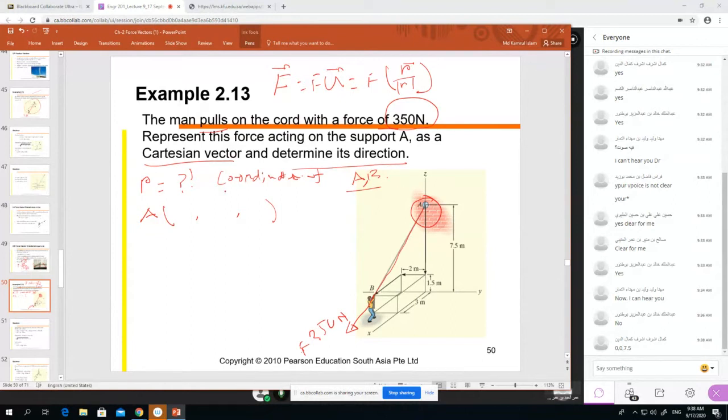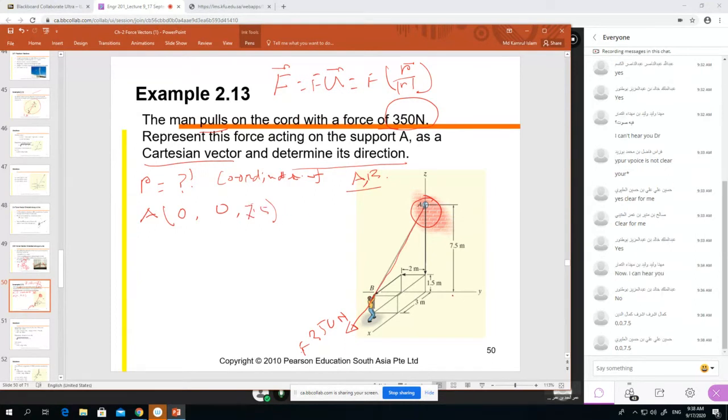Any other answer? Kamal Ashraf is saying 0.0075. I want at least one more answer. Tell me please. Hussain Ali is saying okay, yes. The answer is correct. Why? So this is our x axis, this is the y axis, and the point is exactly on the y and z plane. This is the y and z plane.